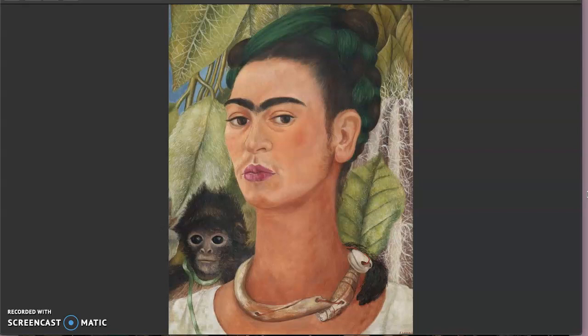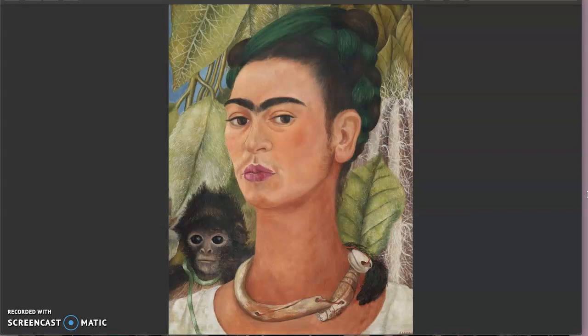But it's interesting because, as I said, in Mexican mythology, monkeys are seen as lustful. But Frida actually portrayed the monkey as very protective and gentle. And her work was strongly influenced by her Mexican culture. Like I said, she was born in Mexico and she lived there her whole life. And she actually married the muralist Diego Rivera, and had an interesting relationship with him.